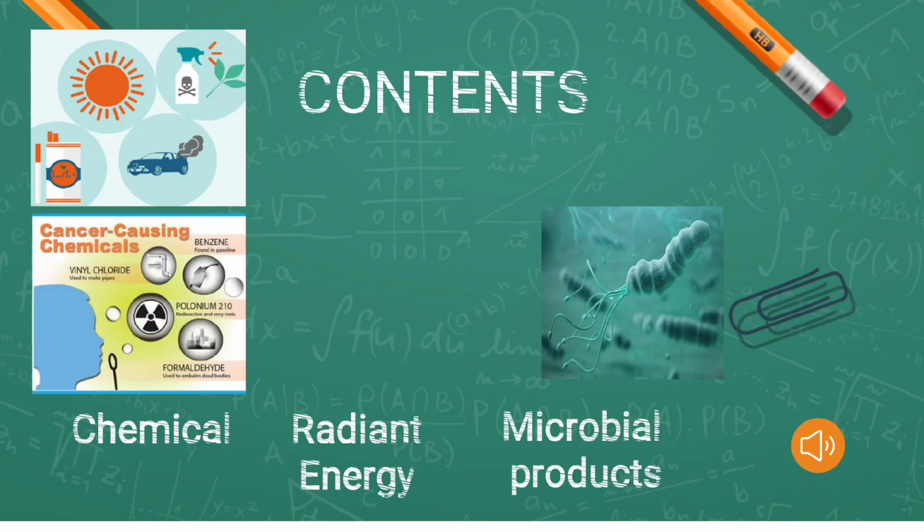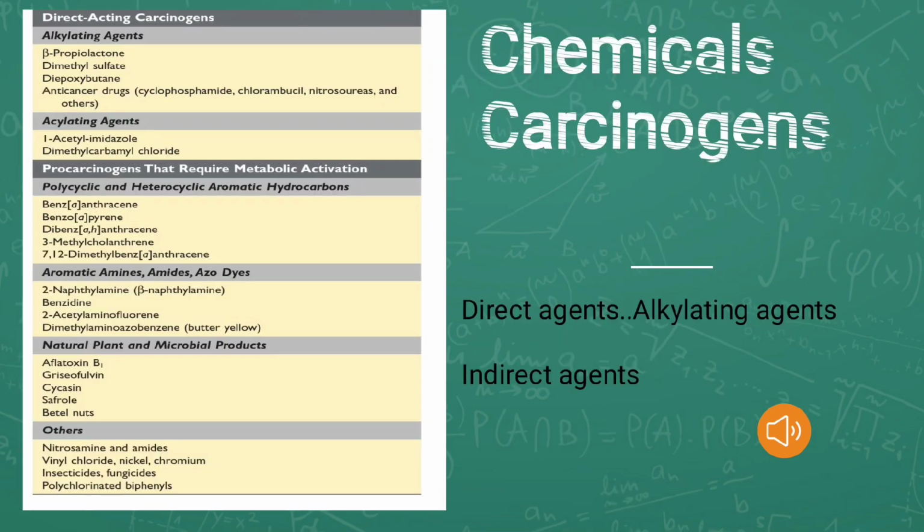It is further divided into three categories. Number one is chemicals, radiations, and microbial products, which include viruses and bacteria. Hundreds of chemicals have been shown to be carcinogenic in animals, and the chemicals are divided into two categories: direct acting agents and indirect acting agents.